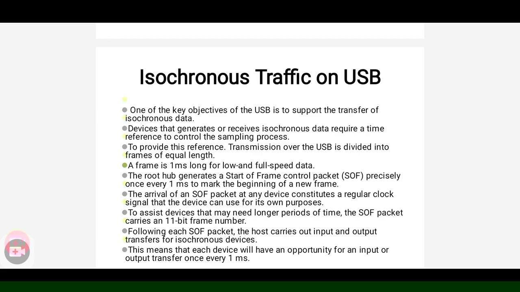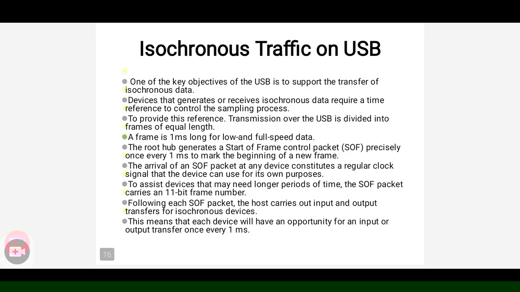Next, what is isochronous traffic in USB? So the traffic on USB is known as isochronous traffic. One of the key objectives of the USB is to support transfer of isochronous data. What do you mean by this isochronous data? Devices that generate or receive isochronous data require a time reference to control the sampling process. To provide these references, transmission over the USB is divided into frames of equal length. Actually, the length of a frame is 1 ms.